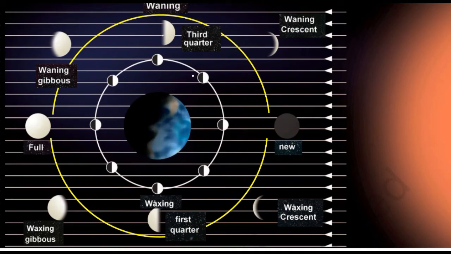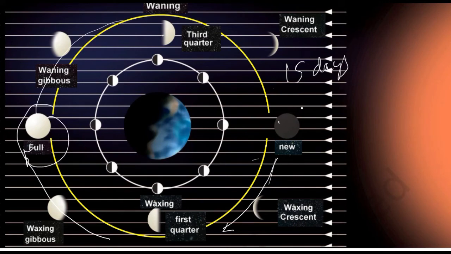every fortnight. Remember, let me tell you once again, from here to here it takes almost 15 days, and the next 15 days. You get for every 15 days once a full moon and once a new moon, right? It's not exactly 15 days. Lunar days are a bit different, right, which we will further tell you.